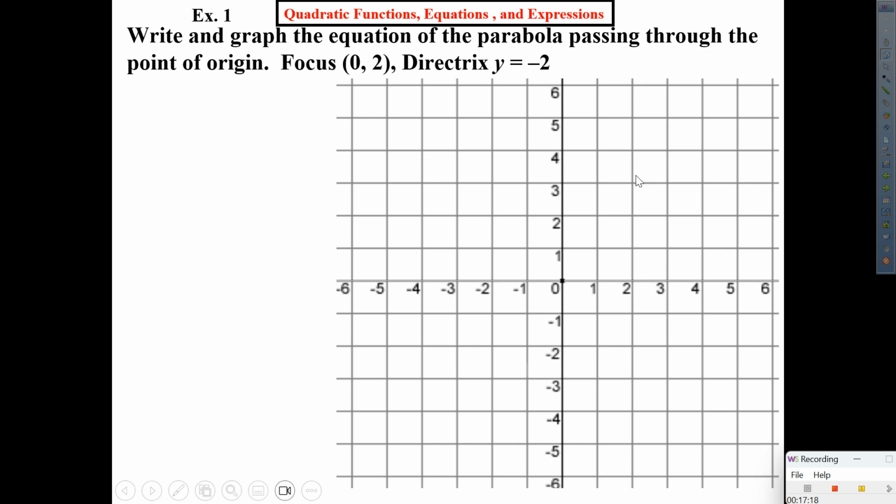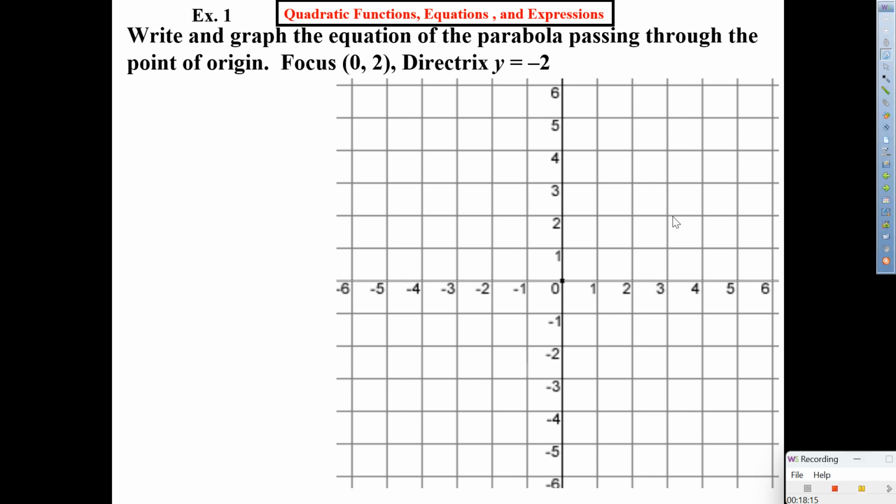Next to the graph that you made, copy this, example 1. The words that say, write and graph the equation of the parabola passing through the point of origin, focus 0, 2, directrix y equals negative 2.